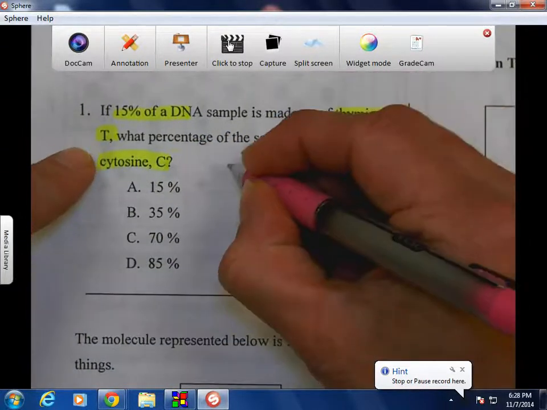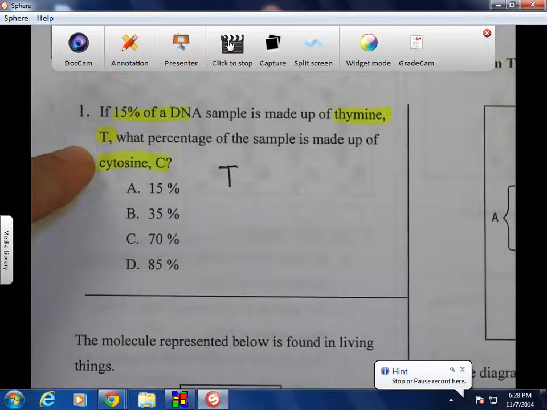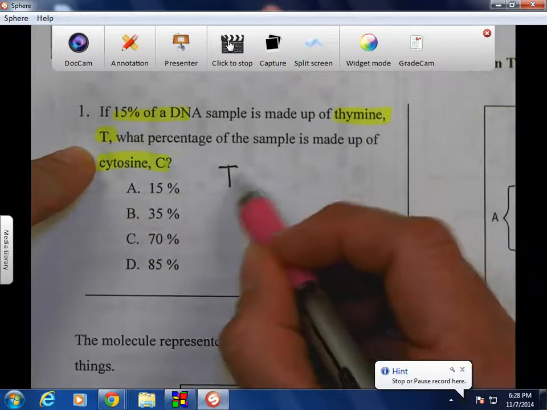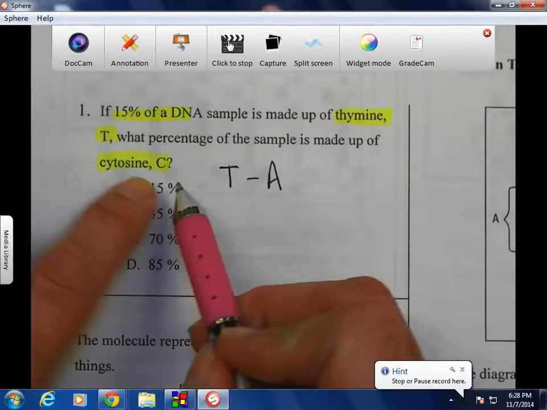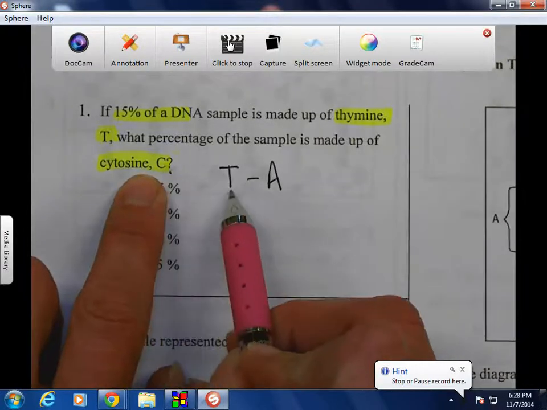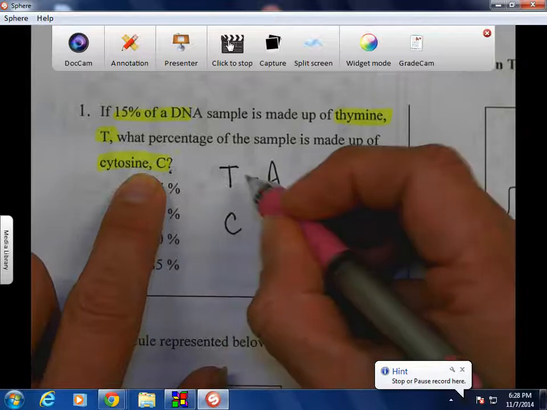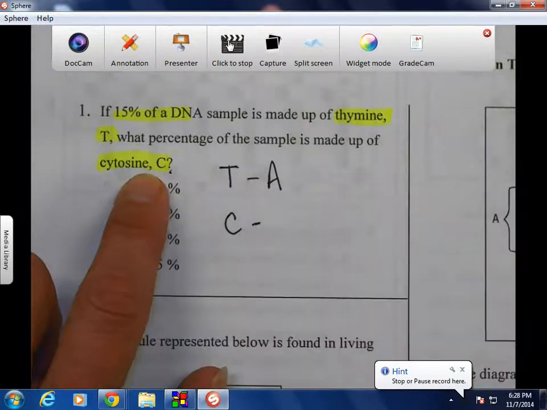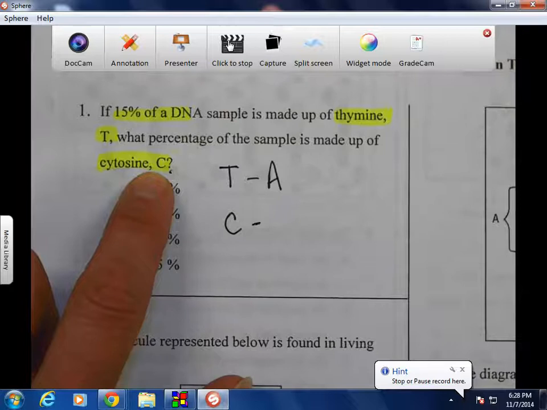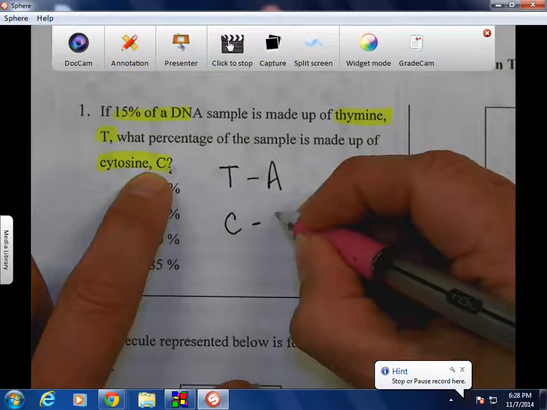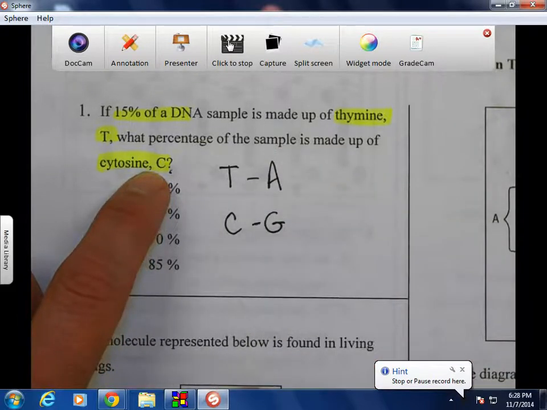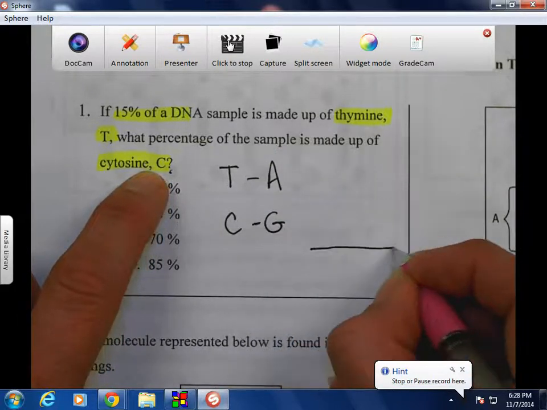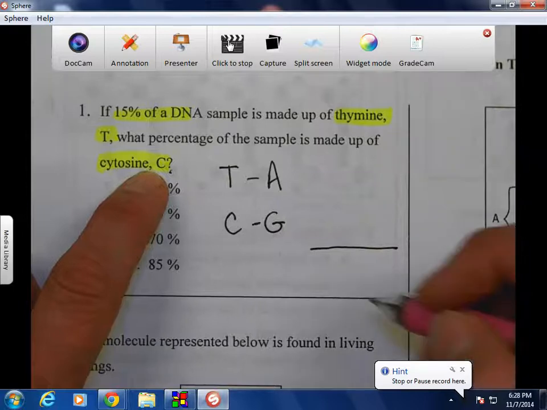The first thing is to write down T, and we have to ask ourselves, what is the nitrogen base that goes with T? Hopefully you're saying A. Then we look at C, cytosine. It doesn't go with thymine. What is its complementary nitrogen base? That's guanine, with a G. All four of these nitrogen bases, if we were to add up everything in the DNA molecule, should come up to 100%.